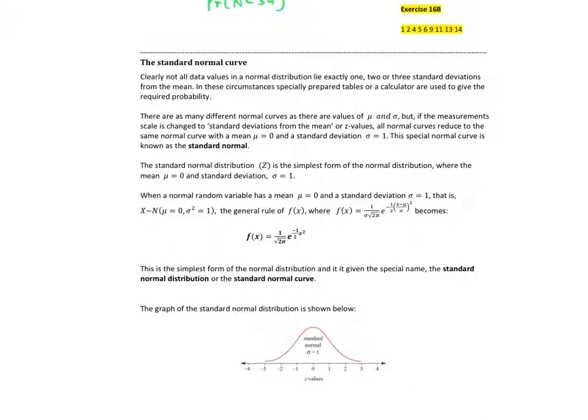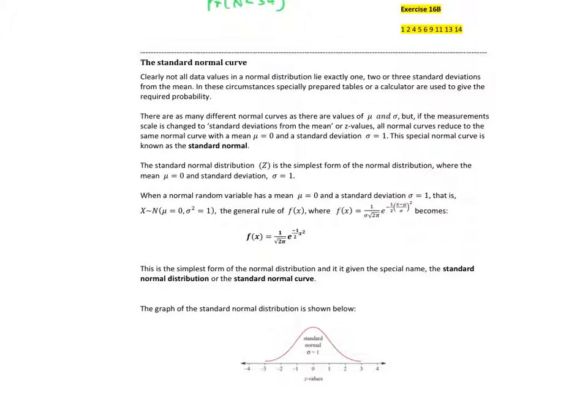Okay, so what we need now is a nice way in which we can compare different distributions. Say you want to compare your test results in different subjects. Well, is it just a simple case of having a higher score makes it a better test result? Now, the first thing a lot of you do is you get your test result and then you compare it to the average of the class.